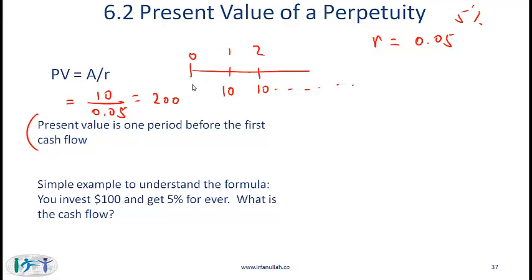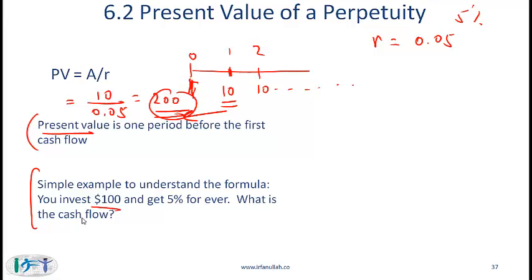Keep in mind that the present value of 200 is one period before the first cash flow. The first cash flow is happening at time period 1. The present value is one period before the first cash flow. Many people incorrectly show the present value of 200 at the same time as the first cash flow, but again, that is incorrect. You need to show the present value one period before the first cash flow. So let's look at another example.